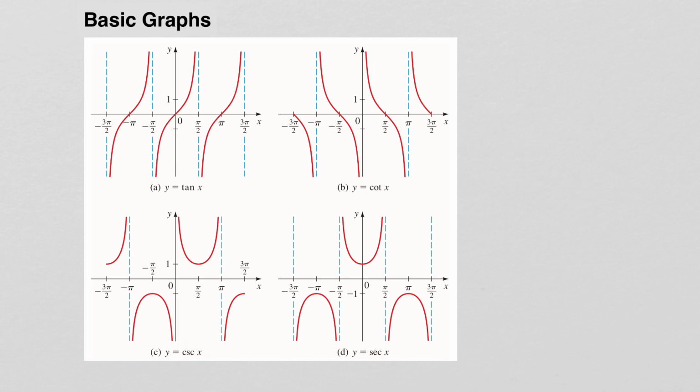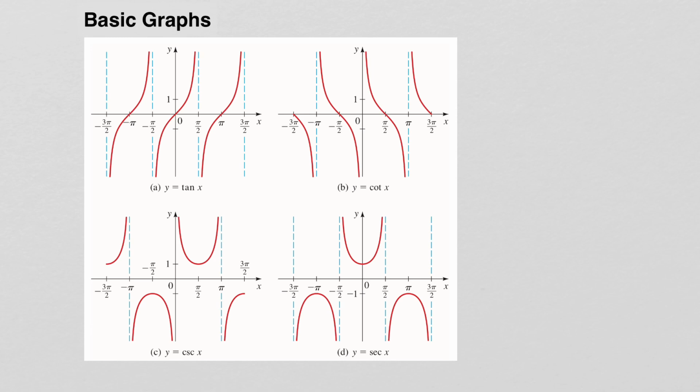So what I want you to notice is that they all have asymptotic behavior. Tangent has asymptotes at pi over 2, 3 pi over 2, negative pi over 2, negative 3 pi over 2, etc. And I'll jump down to secant and observe that secant has the same asymptotes that tangent has. So these two graphs have the same asymptotes. And then cotangent and cosecant have asymptotes at x equals 0, x equals pi, x equals negative pi, etc.